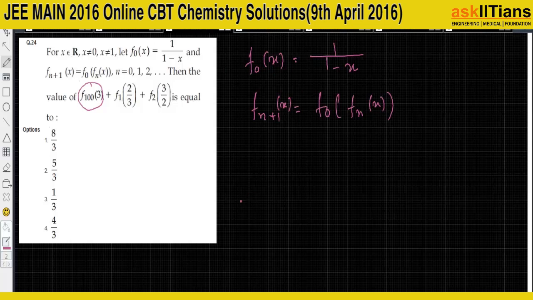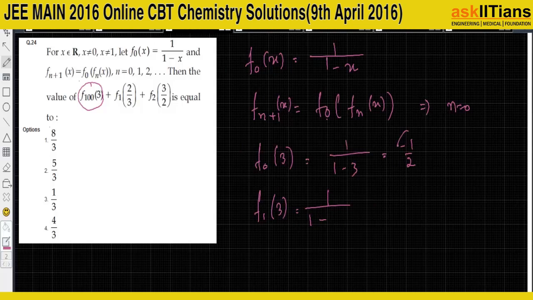So first let me find f0(3). Just put 3 in this, so I'll get 1/(1-3), so this will be -1/2. Now if I want to find f1(3), in this equation I'll put n equal to 0. So I get f1(x) = f0(f0(x)), right? So this will be 1/(1 - this quantity), and this quantity is -1/2, so this will be 1/(1+1/2). So this will be 2/3. Okay, so this will be f1(3).